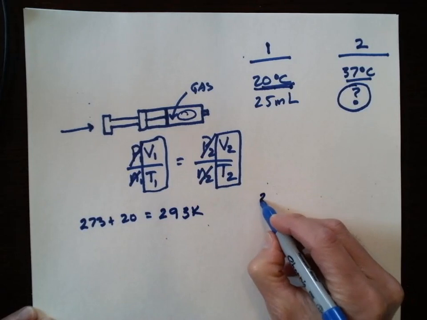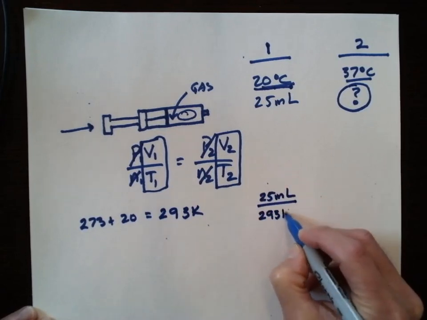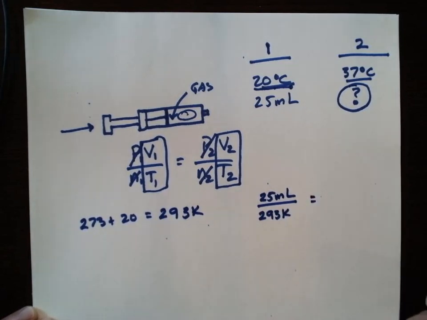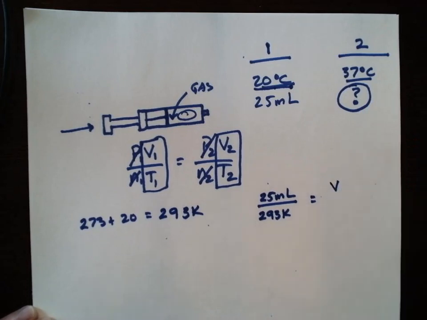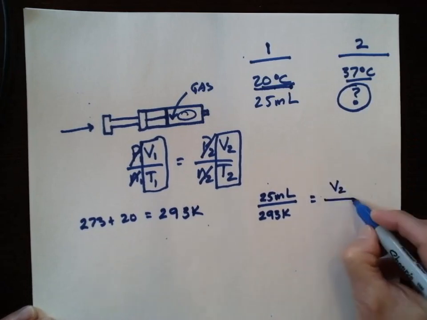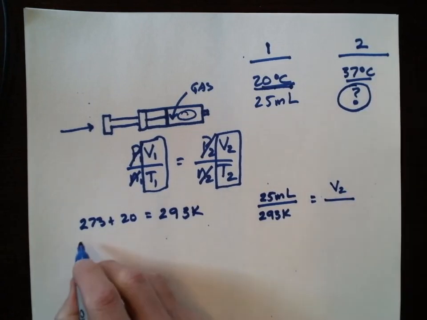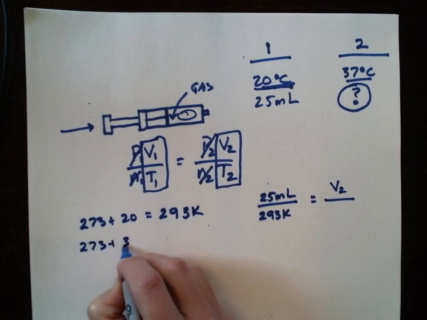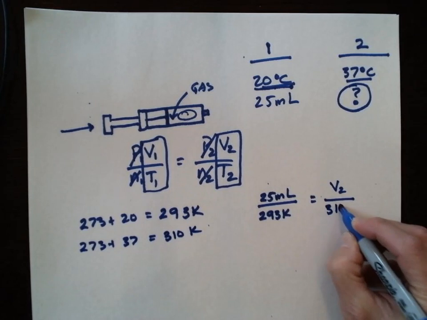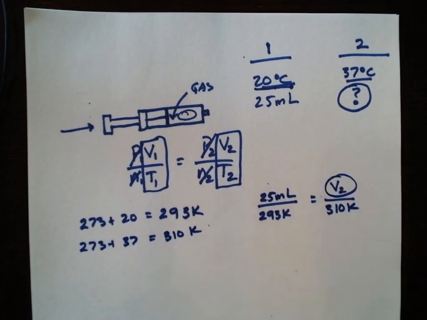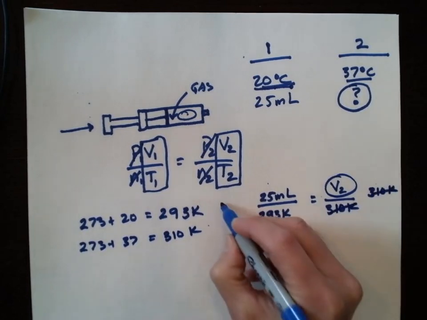So our volume 1 is 25 milliliters. Our temperature 1 is 293 Kelvin. We're going to set that equal to our new volume, which we do not know, so I'm just going to put a V2 over here. And then we need to divide that by our Kelvin temperature, 273 plus 37. That's going to give us 310 Kelvin. Plug that in. Of course, I want V2 alone, so I multiply both sides of this equation by 310 Kelvin.